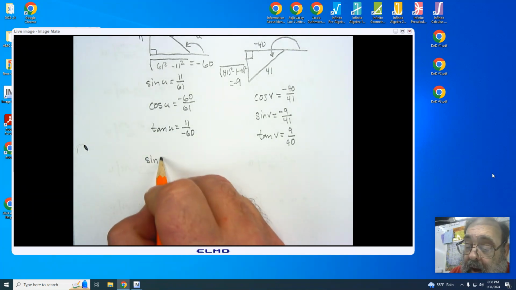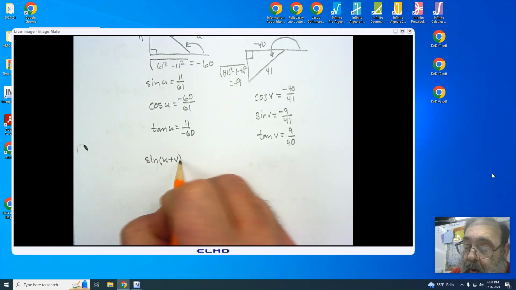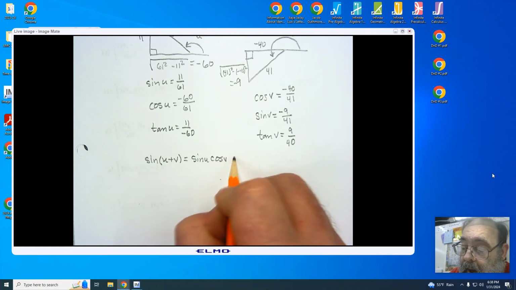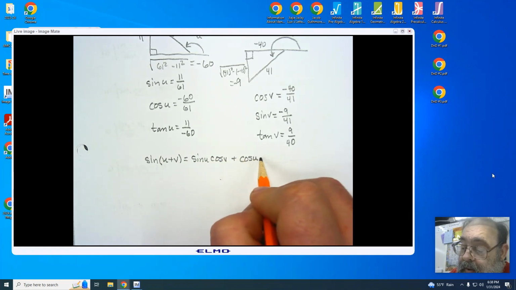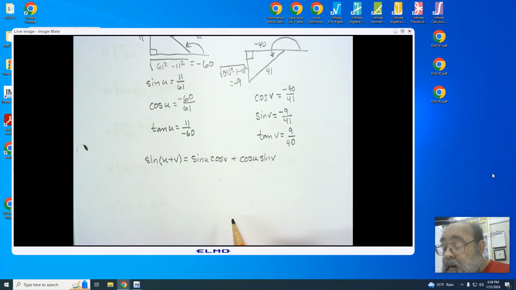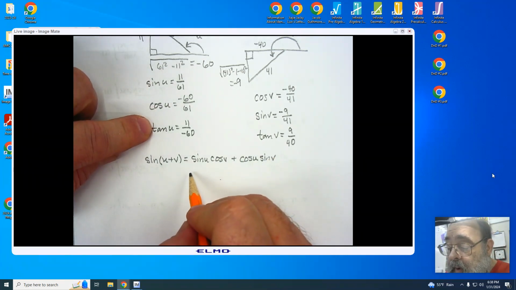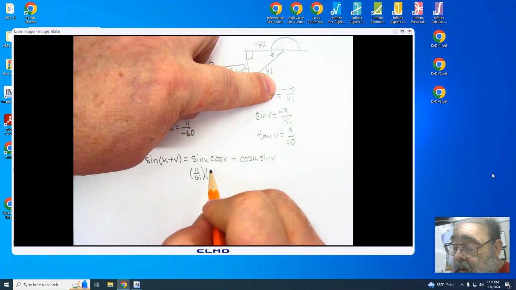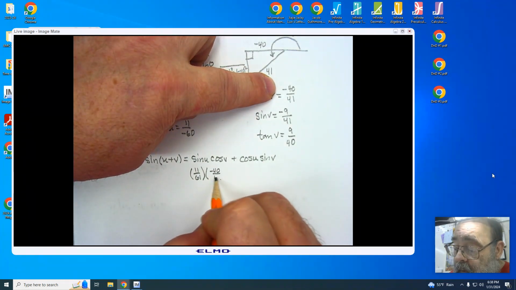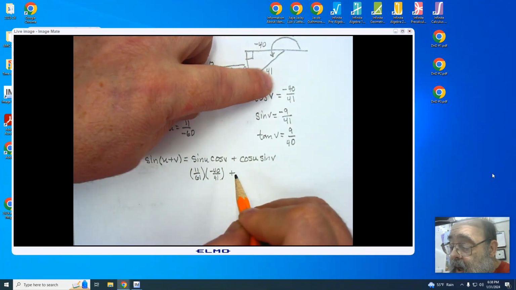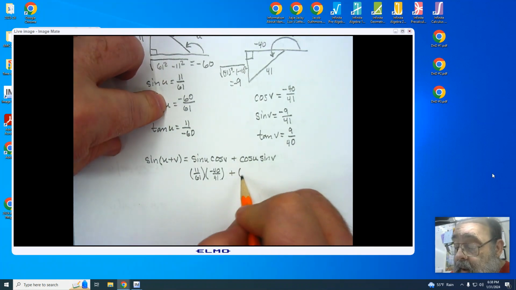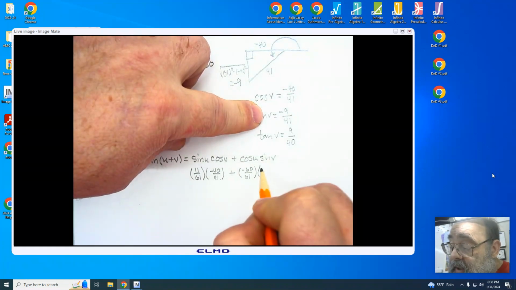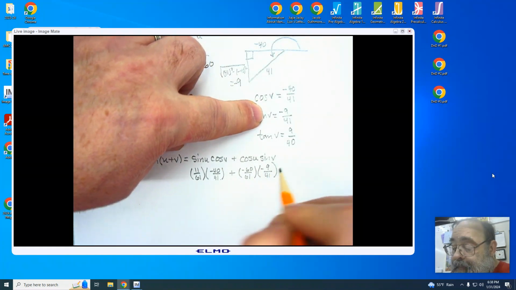The sine of u plus v is going to be the sine of u cosine of v plus the cosine of u times the sine of v. We are now going to replace exactly with what we have. 11 over 61 times negative 40 over 41 plus the cosine of u, negative 60 over 61 times our sine, which is negative 9 over 41.